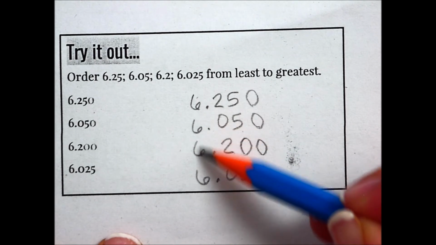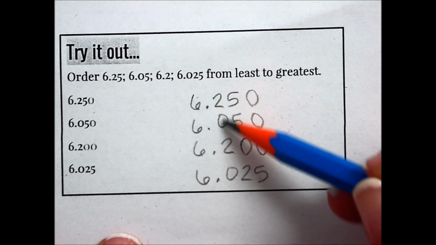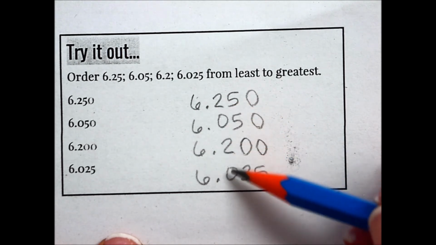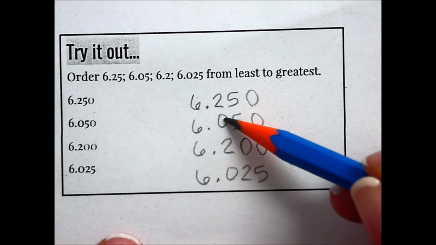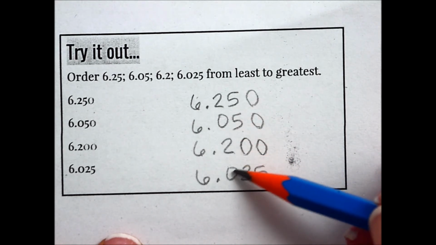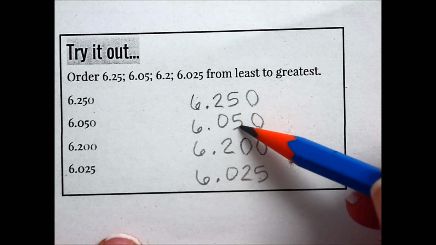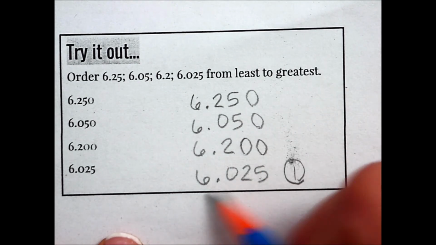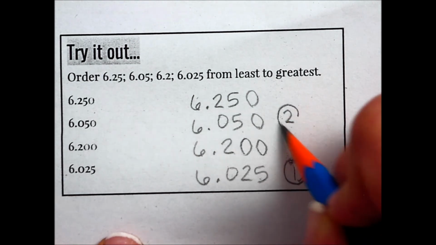We start with our whole number 6. They're all the same. So now we'll go to the tenths place. All right, we have a 2, 0, 2, and 0. So if we're looking for the smallest number, the zeros are the smallest, but we'll have to go to the hundredths place to find the very smallest. We have a 2 and a 5. So the 2 is the smallest. So this is our smallest number. Many students thought this was going to be the biggest number, but look, it's actually the smallest number. That would make this the second smallest number.